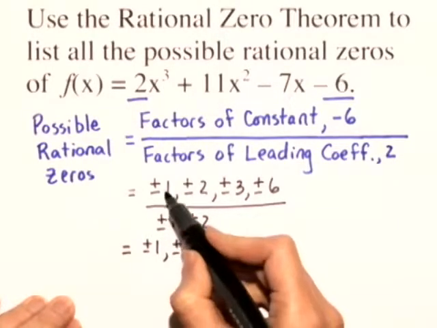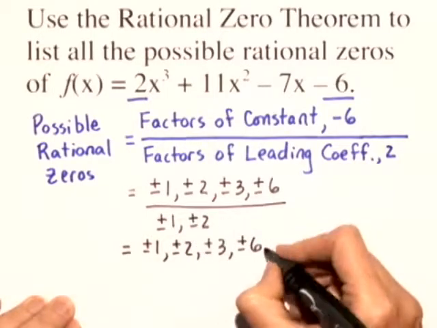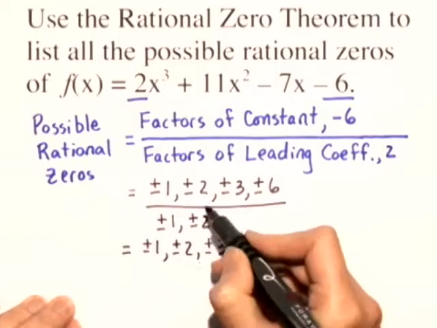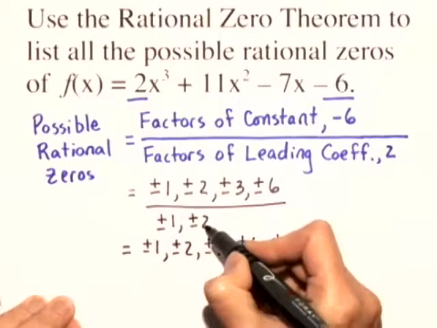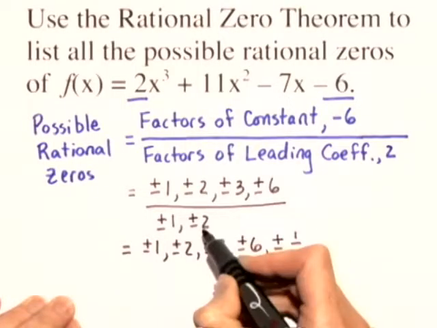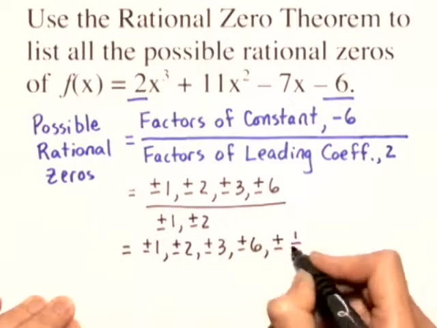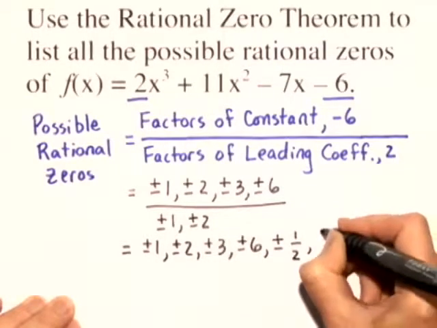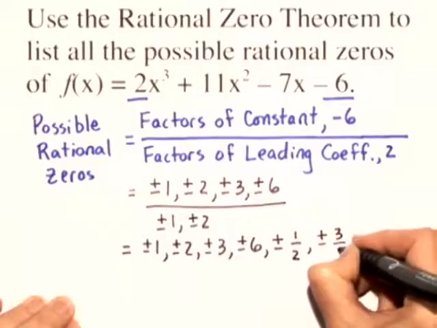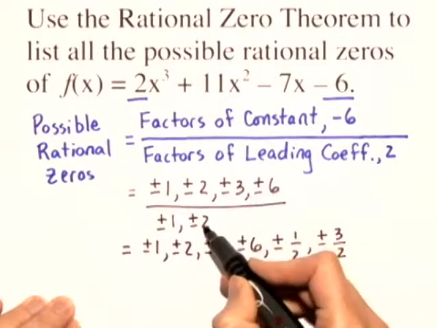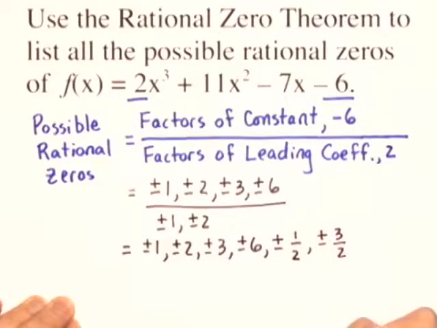Now we also have plus or minus 1 divided by 2 gives us plus or minus 1/2. Then we have plus or minus 2 divided by plus or minus 2. I don't need to rewrite this because 2 over 2 is just plus or minus 1. Next, we have plus or minus 3 divided by plus or minus 2, so that's plus or minus 3/2. And then finally, we have plus or minus 6 divided by plus or minus 2, which is just plus or minus 3, so I don't need to rewrite that.